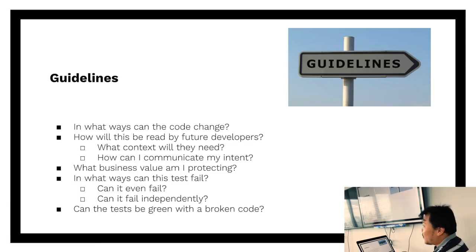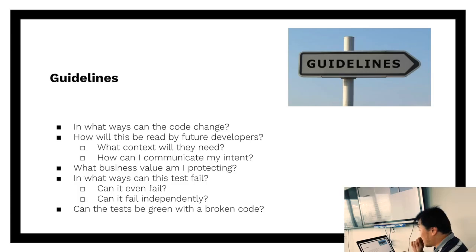So another thing is sometimes the test is always green. And that is also bad because you can never change the code to fail the test. That means the test can never fail. That means the test has no value. So if the test can never fail, then it's a useless test. So similar thing, you need to ask, okay, in what ways can this test fail? Can it even fail? When it fails, does it fail independently?